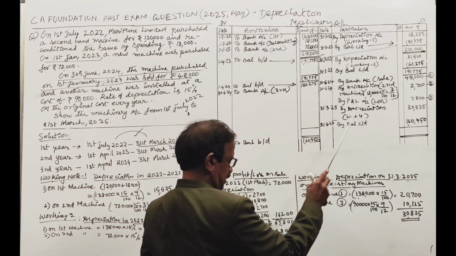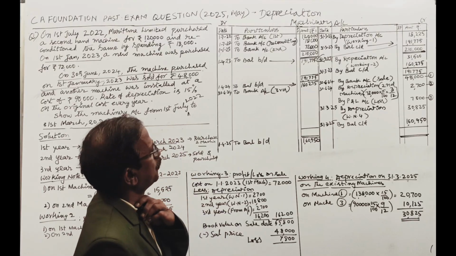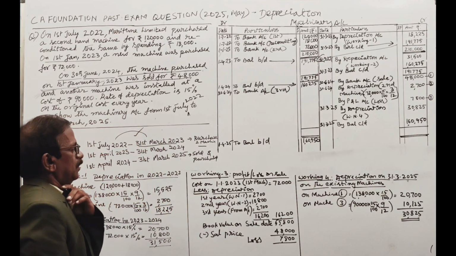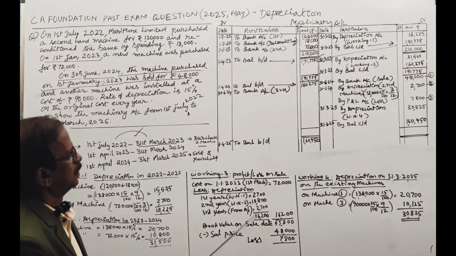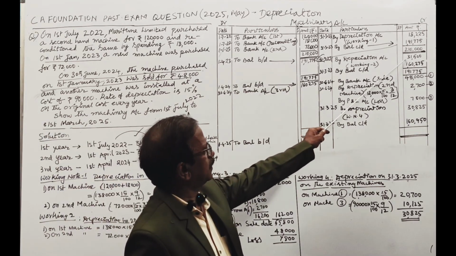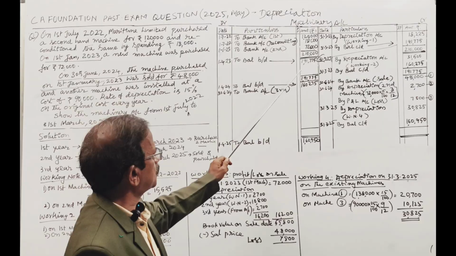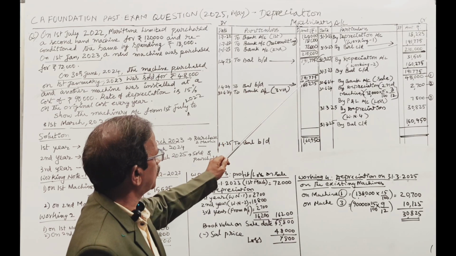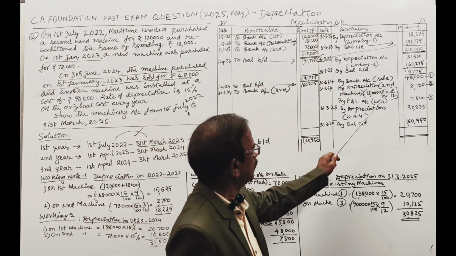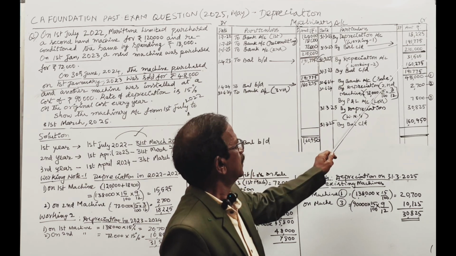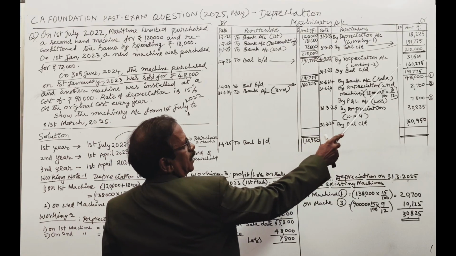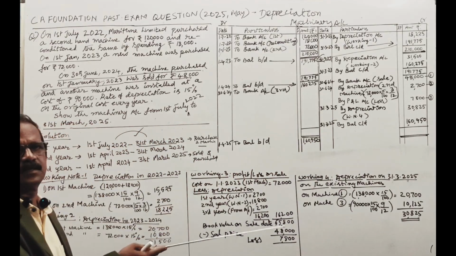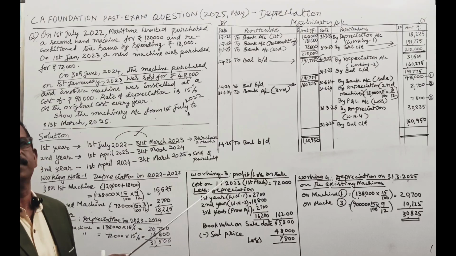You must mention the number of the working note. If you don't mention all these working notes, you will not get full marks. Now after writing depreciation like this, take this total, put the same amount here, put the same amount here, this minus this, you will get this balance. This is the second year ending balance.